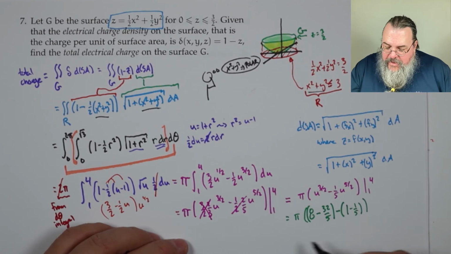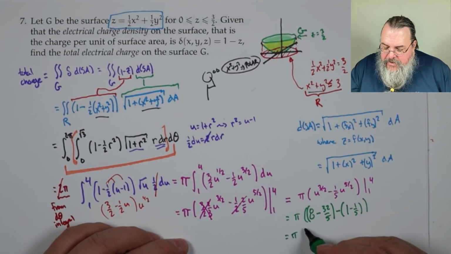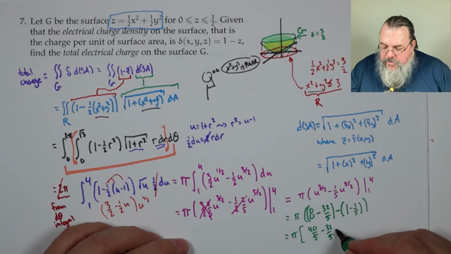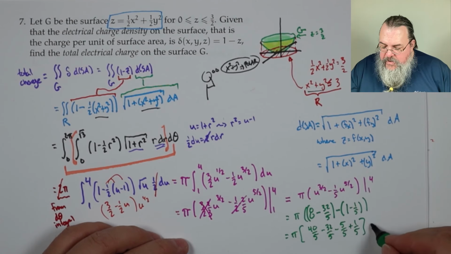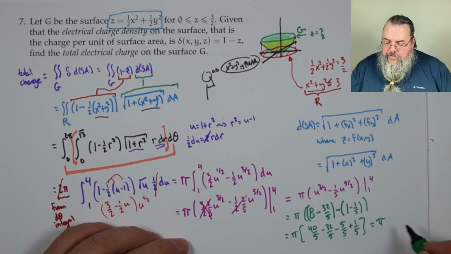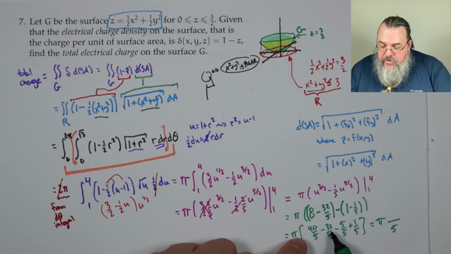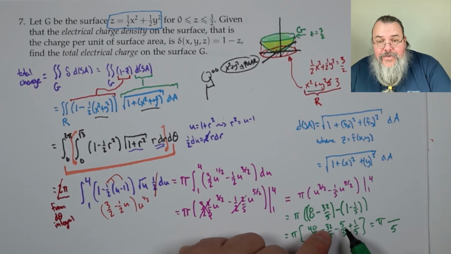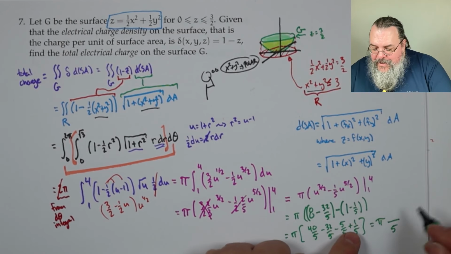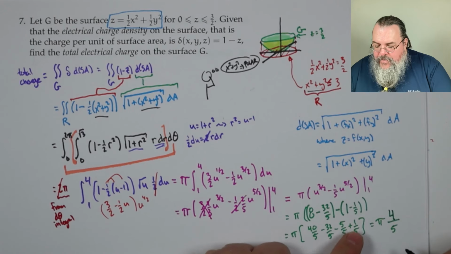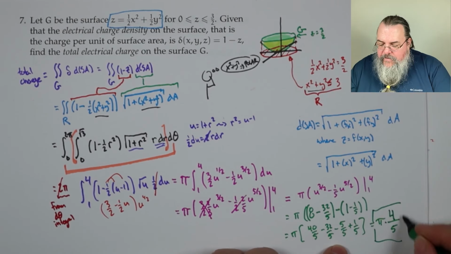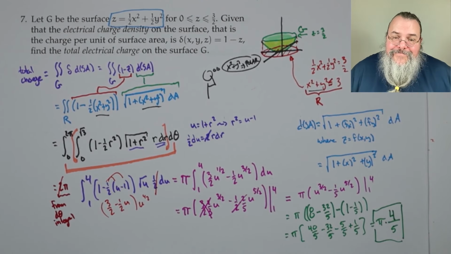Okay, so this is pi. And let's go ahead and put everything over a 5. So that's 40 over 5, minus 32 over 5, minus 1, which is minus 5 over 5, and plus 1 over 5. And so we just have to add these up. So we have 40 minus 32 is 8, minus 5 is 3, plus 1 makes 4. So pi times 4/5. 4/5 pi.